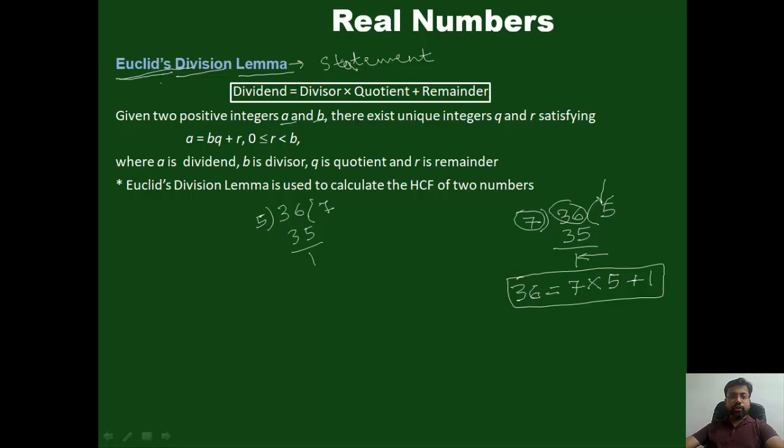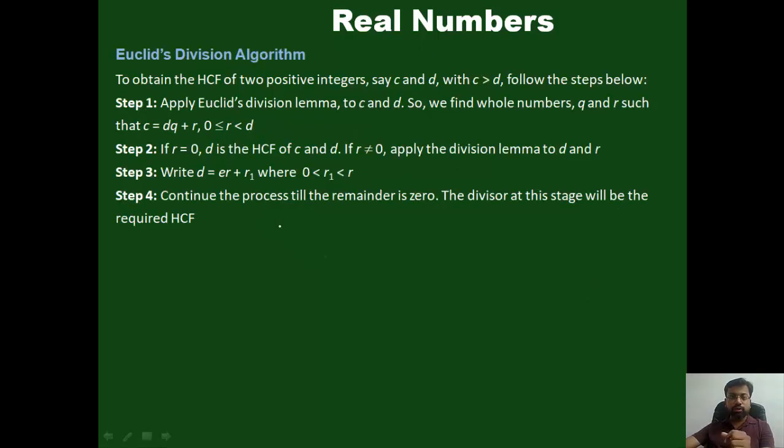Now where is it used? Euclid's division lemma is used to calculate the HCF of two numbers. Euclid's division lemma as a statement will not itself calculate the HCF. There is a procedure or a step-by-step process that we call Euclid's division algorithm that is used to calculate the HCF, but we principally use Euclid's division lemma in doing that, and hence we say that Euclid's division lemma is used to calculate the HCF of two numbers. How do we do that? Now here it is. We have Euclid's division algorithm. What does it say?